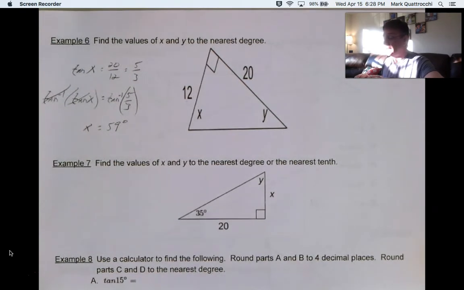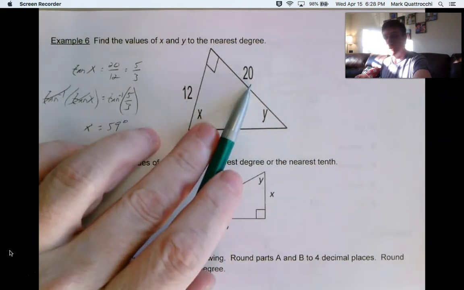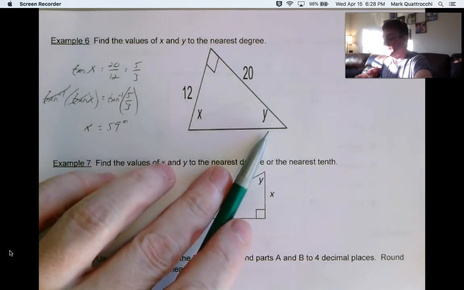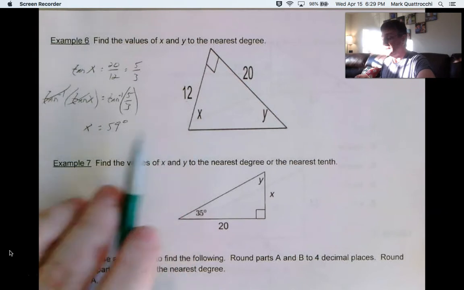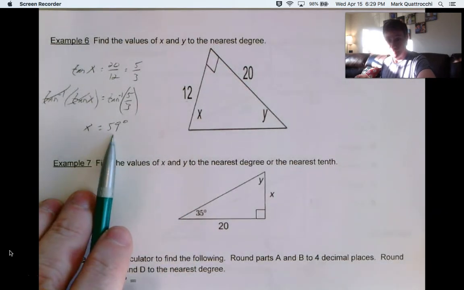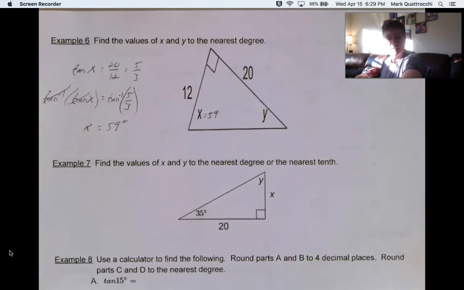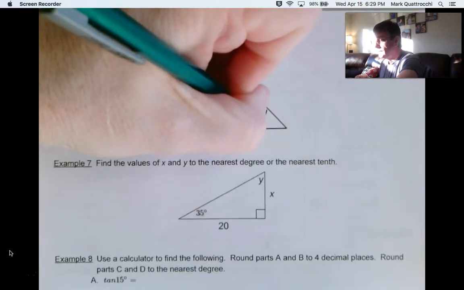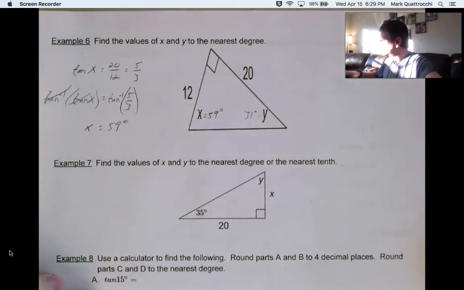Now, we could do this again. You want to do tangent of y is equal to 12/20. Inverse tangent of 3/5. But you're going to get x is 59. Y has to be 31. And you check it on your calculator. 3 divided by 5 is 0.6. Inverse tangent of 0.6, 31 degrees on our calculator.